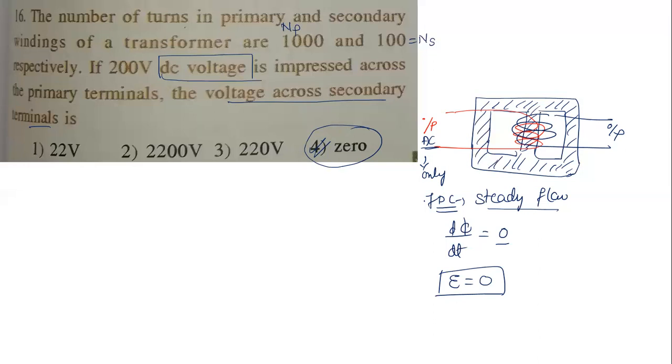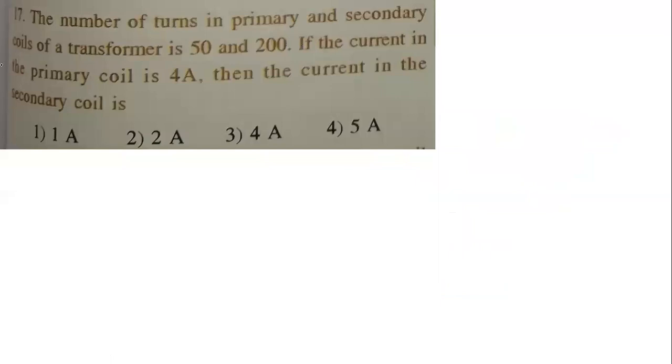Question number 17. The number of turns in a primary and secondary coil are given here. This is the number of turns in primary, let's say NP, and in secondary, NS. If the current in the primary coil is 4 amperes, let's say IP, what is the current in the secondary coil? Same formula: NS by NP equal to IP by IS.